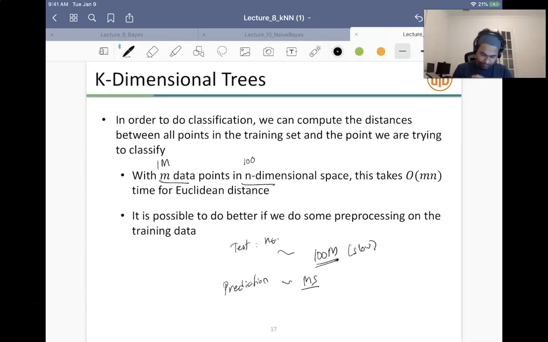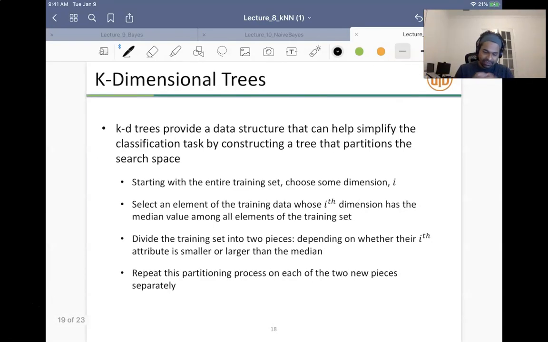Okay? So it's possible that we can do somewhat better than this with some simple pre-processing on the training data, right? And the main idea is the idea of KD trees. The KD tree provides a data structure where we can simplify the classification task by constructing a tree that partitions the search space.